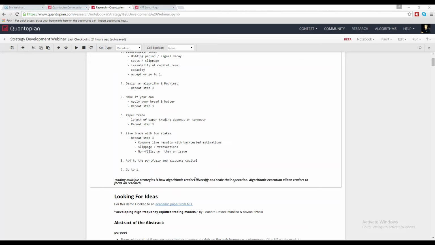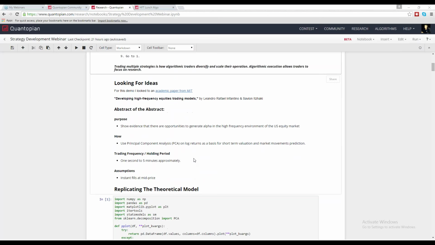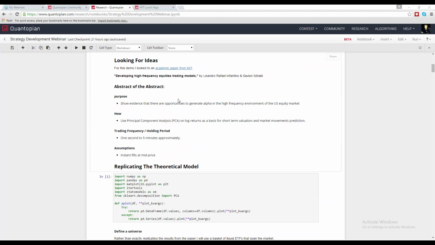All right, so for this particular talk, I went to academia and looked for a paper, and I'm using a high frequency trading model. It's definitely not feasible to trade this kind of strategy on Quantopian or through any retail account, but it does highlight a lot of the things that can go wrong and should be looked at. So I think it's a pretty good example for what I was trying to get done here. So here's the abstract of the paper.